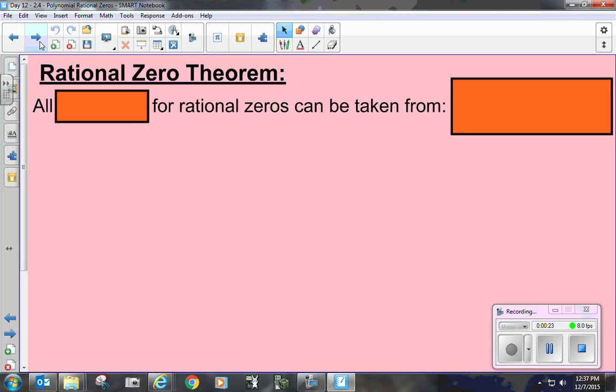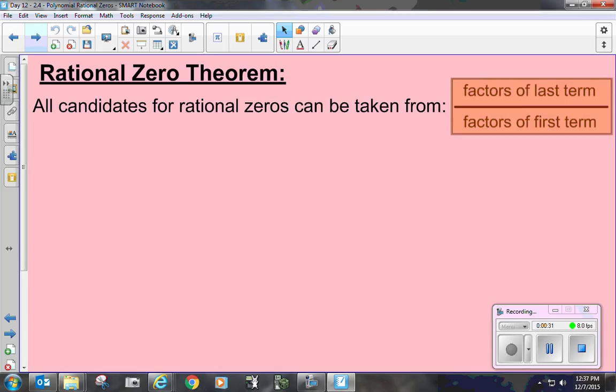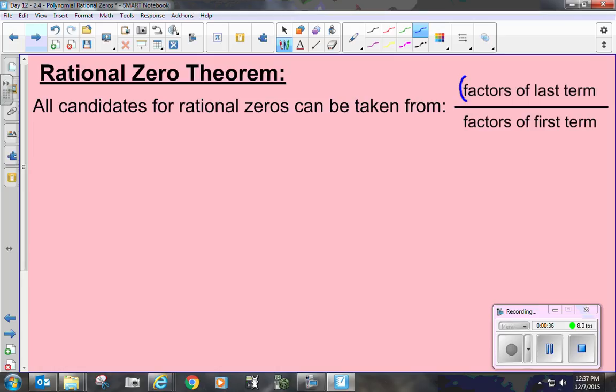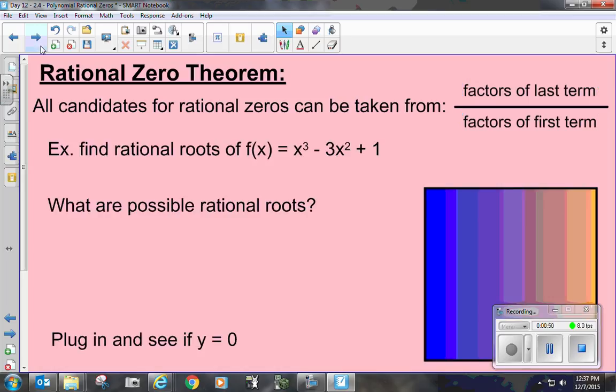So, the rational zero theorem tells us that all candidates for our rational zeros can be taken from the following expression. All right. I can create a fraction and take the factors of my last term of my polynomial and put them over my factors of my first term. And that should simplify to give me all possible rational zeros. All right? So, let's try this out.